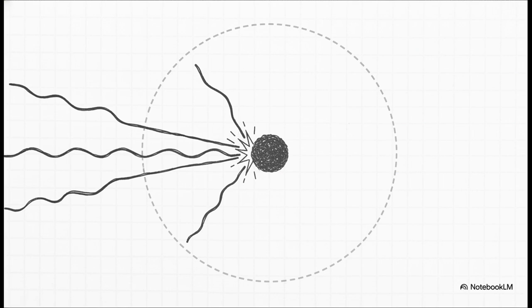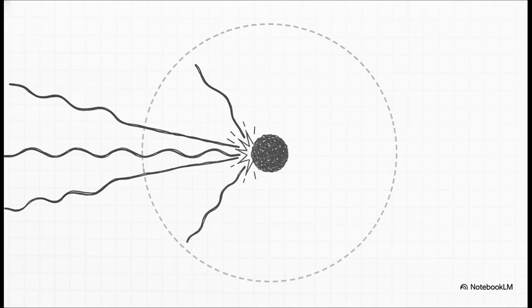Now, if the plum pudding model was right, those heavy alpha particles should have blasted straight through the soft positive sphere with almost no deviation. But the results were shocking. Most particles did pass straight through, confirming that the atom is mostly completely empty space. Some deflected at slight angles, meaning they brushed past a highly concentrated positive charge that pushed them away. But a very small fraction did the unthinkable.